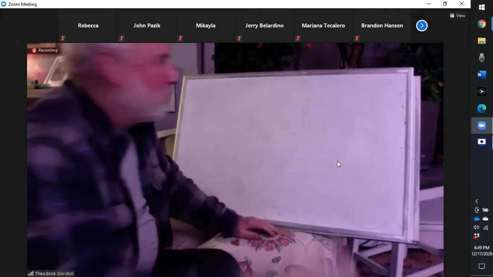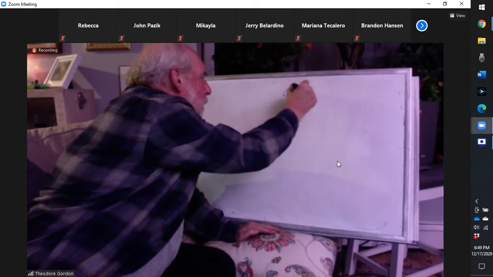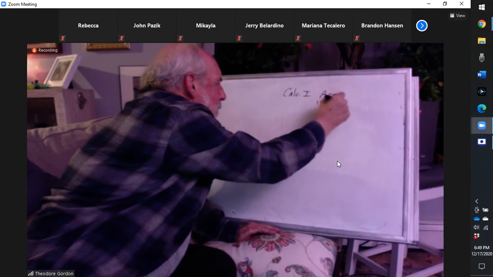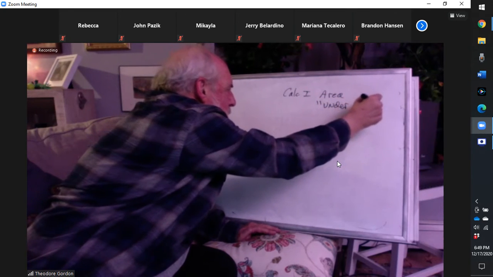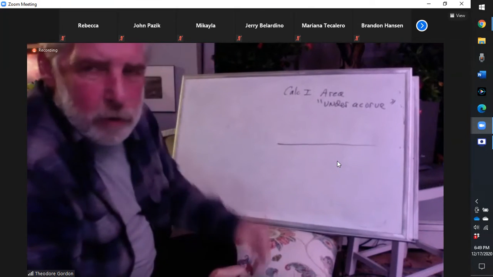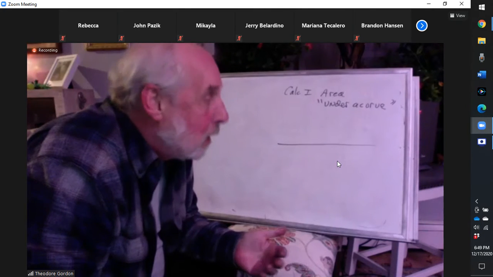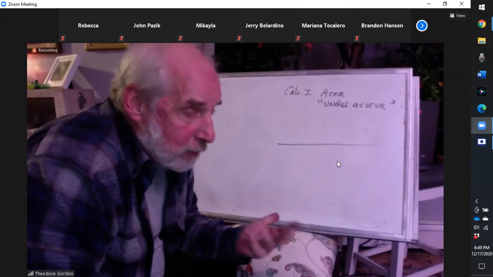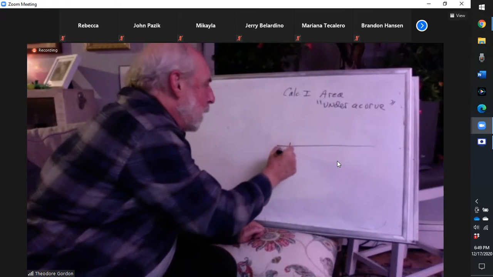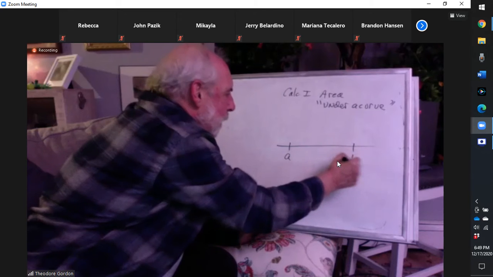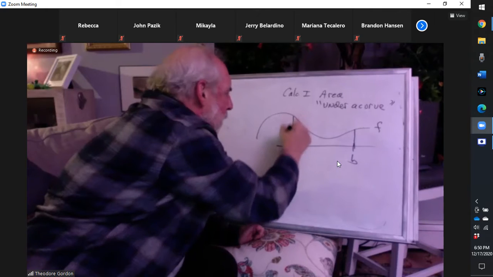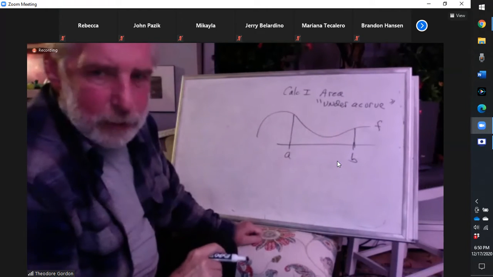In Calc 1, area was generally the area under a curve, between a curve. When you were introduced to integrals somewhere towards the end of Calc 1, everywhere in the world introduces an integral the same way. They do it in terms of geometric area. So you have some function that goes from A to B, and you want to know the area of this odd-looking shape.